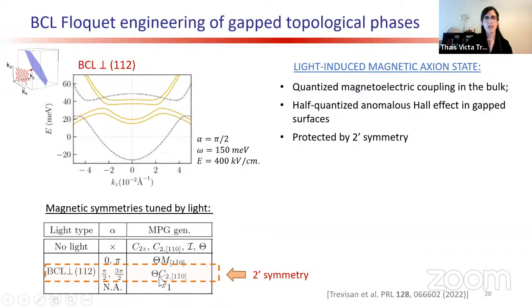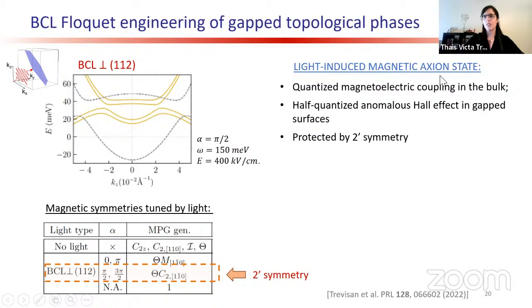And why is this interesting? Because if I look at the symmetries that I enforce in the presence of the light, the only symmetry that remains in the bulk of the material is this combination of two-fold rotation and time reversal symmetry. This is a symmetry that we call generically 2' symmetry. It's a magnetic symmetry. And this is very nice because whenever we have symmetries that in the bulk of the material reverse an odd number of time and spatial coordinates, which is the case of 2', for example, we have ideal conditions to have a magnetic gapped topological phase that is called the axion state.